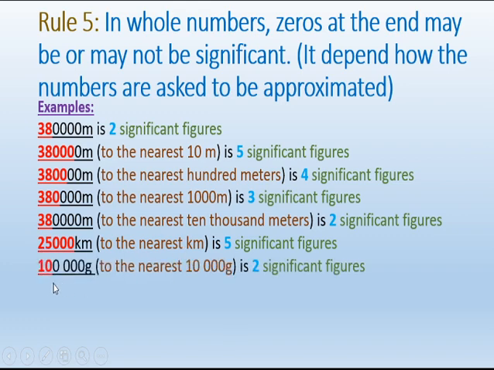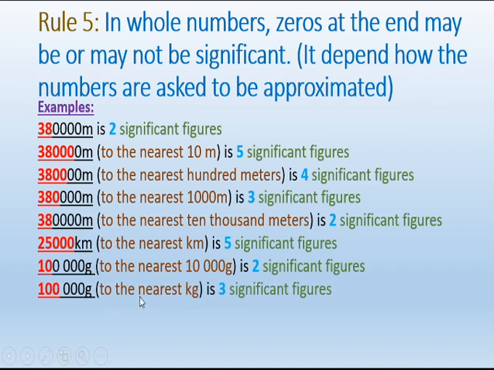Now come to the next one: gram to the nearest 10,000 gram. So 10,000 gram means we will be considering the 10,000 digit and the rest of the bigger numbers. So unit, 10, 100, 1,000, 10,000 and 100,000 will be considered, so that's why this has 2 significant figures.